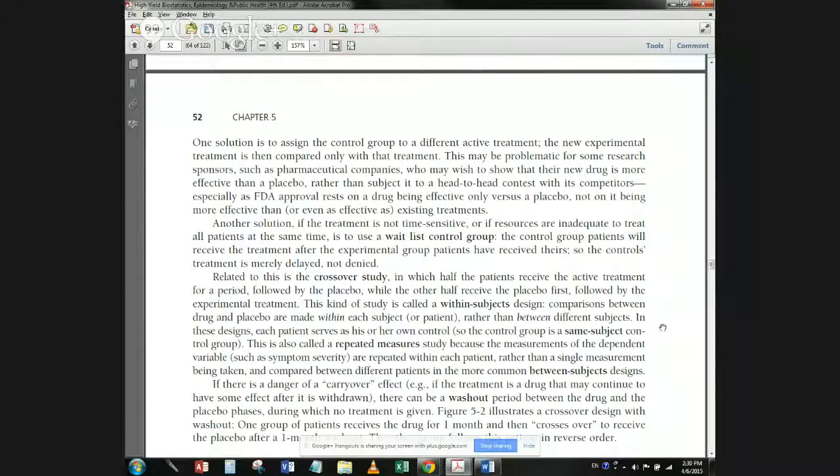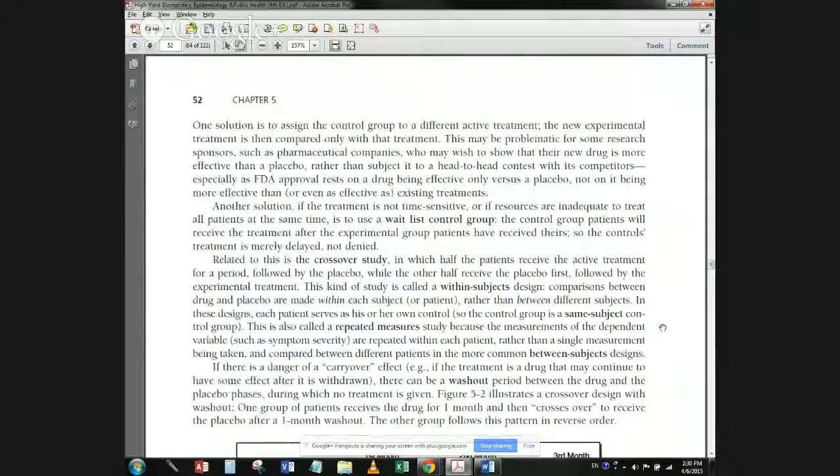One solution is to assign the control group to a different active treatment. The new experimental treatment is then compared only with that treatment. This may be problematic for some research sponsors, such as pharmaceutical companies, who may wish to show that their new drug is more effective than a placebo, rather than subject it to a head to head contest with its competitors, especially as FDA approval rests on the drug being effective only versus a placebo, not on it being more effective than or even as effective as existing treatments.